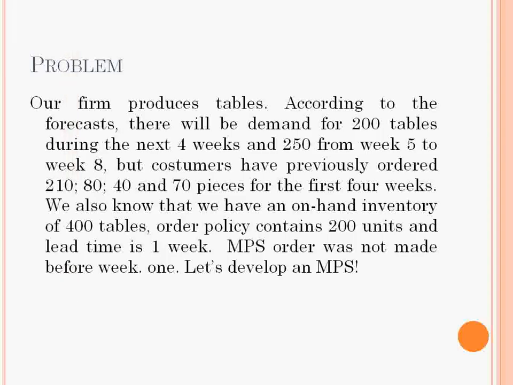Our firm produces tables. According to the forecast, there will be demand for 200 tables during the next 4 weeks and 250 from week 5 to week 8. But customers have previously ordered 210, 80, 40, and 70 pieces for the first 4 weeks. We also know that we have an on-hand inventory of 400 tables, order policy is 200 units, and lead time is 1 week. MPS order was not made before week 1. Let's develop an MPS.